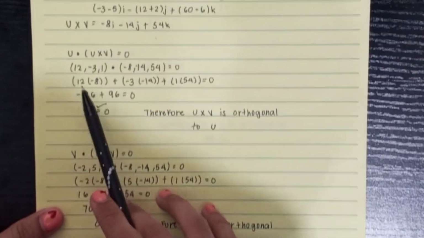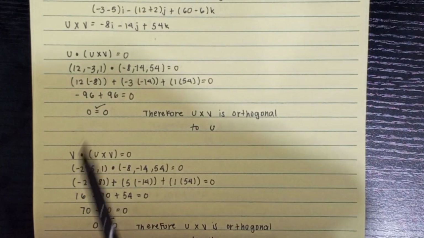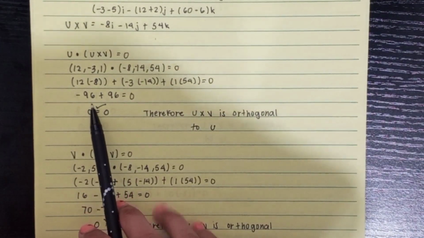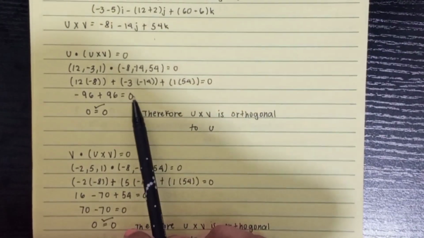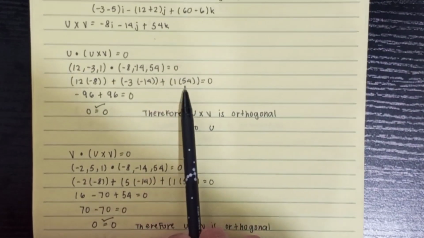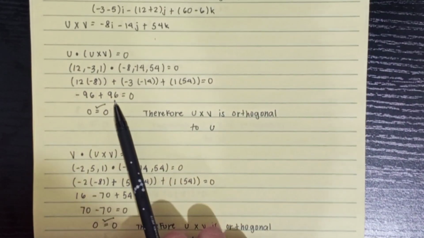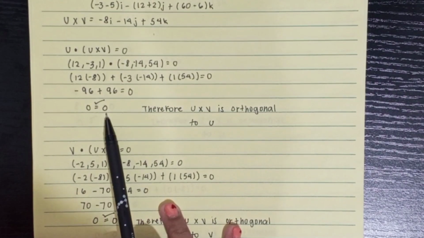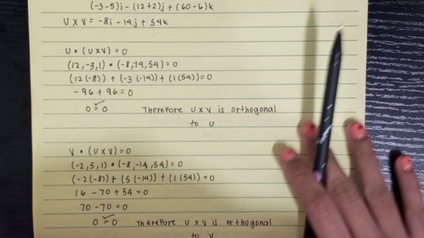So, pag in-evaluate na natin sila, 12 times negative 8 is equals to negative 96, plus negative 3 times negative 14, plus 1 times 54 is equals to positive 96. So, negative 96 plus 96 is equals to 0. Therefore, U cross V is orthogonal to U.